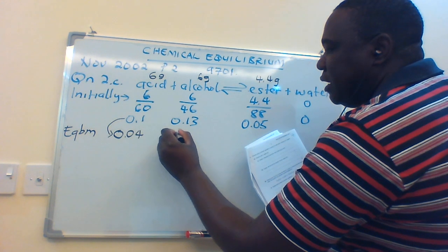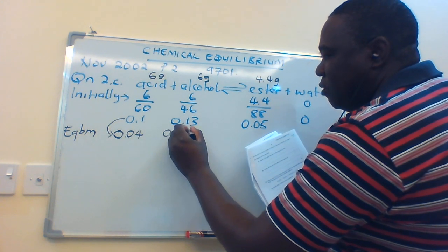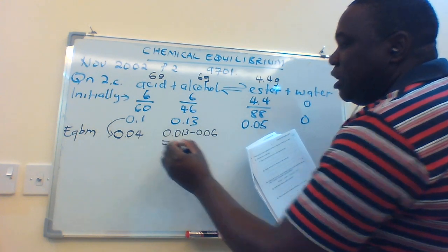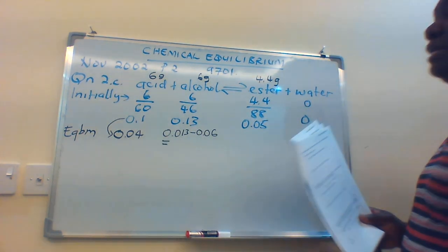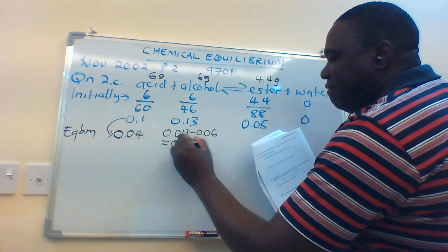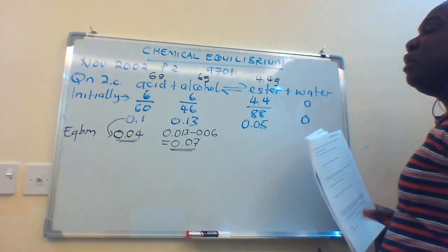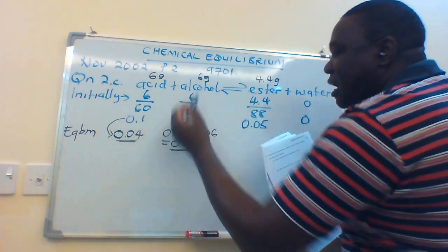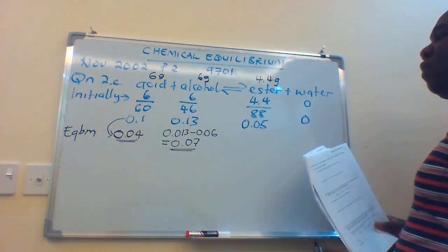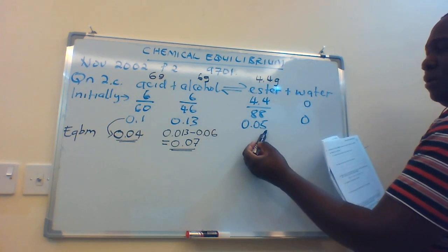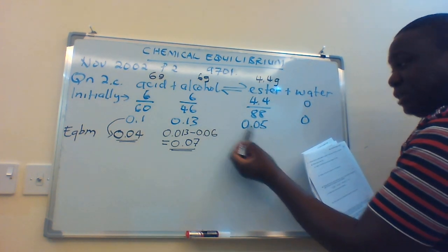So we have to do that. 0.13 minus 0.06, if we do that, we are going to get 0.07. So this becomes our number of moles at equilibrium for the acid, and the number of moles at equilibrium for the alcohol. But what we are decreasing here is going to be added on this side. So we don't subtract, we add.